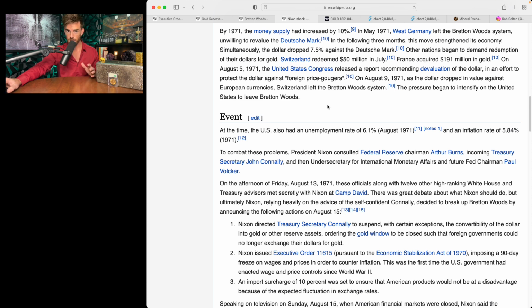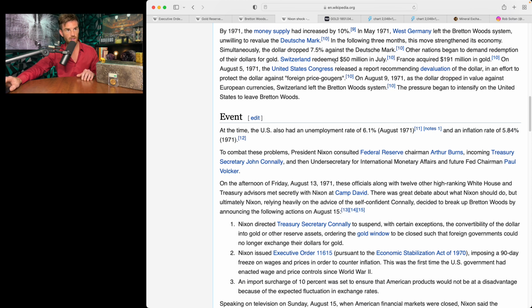They had done Bretton Woods, and all of the world was operating on dollars. And what happened? Well, people started to not trust the U.S. government anymore. People started saying, wait a minute, what's going on here? Do you even have the gold to back these dollars that we hold? And so the first one was Germany. In May 1971, West Germany left the Bretton Woods system, unwilling to revalue the mark. In the following 3 months, this move strengthened its economy. So getting off of dollars strengthened the German economy. So they were the first one.